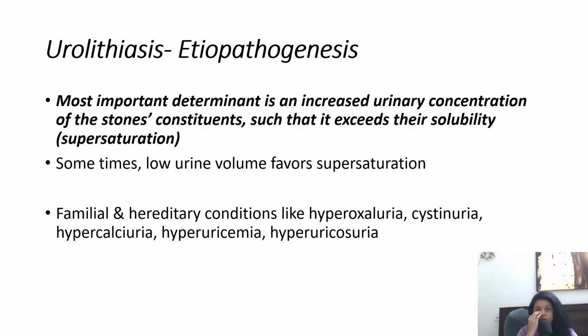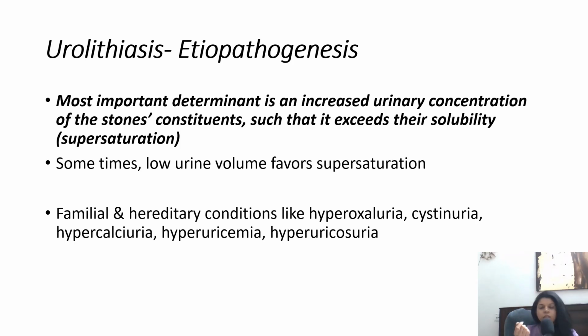So you have to imagine why low urine volume is important. See, if you take one glass of water, it will saturate a certain amount of salt. If you take less water, obviously you will need only a lesser amount of salt to saturate it. So the lesser the water, the lesser the amount of constituent required to saturate. That means the stone will form faster when there is low urinary volume. That is why dehydration is a very important component. If you are not drinking water properly, there is more chance of stone formation.